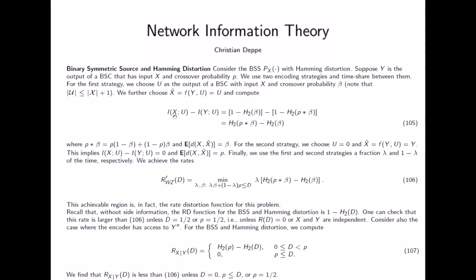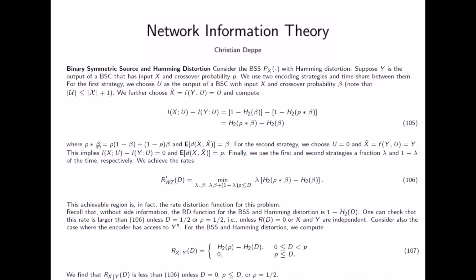The mutual information between X and U is the entropy of X, which is 1, minus the entropy of X under the condition U. But if I know U, then the probabilities of X, that it is 0, is beta and 1 minus beta. So we have here the binary entropy of beta, minus the mutual information of Y and U. So that's the entropy of Y, which is again 1. And here we have the entropy of Y if I know U.